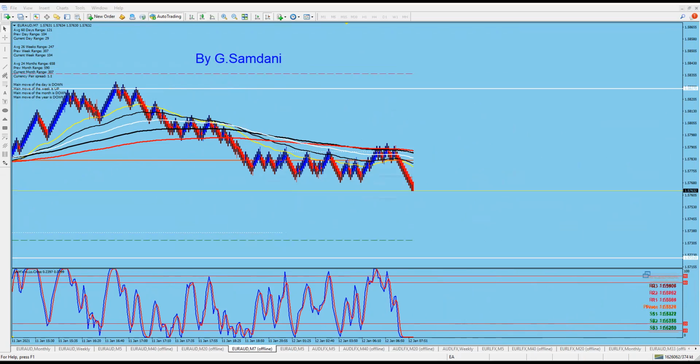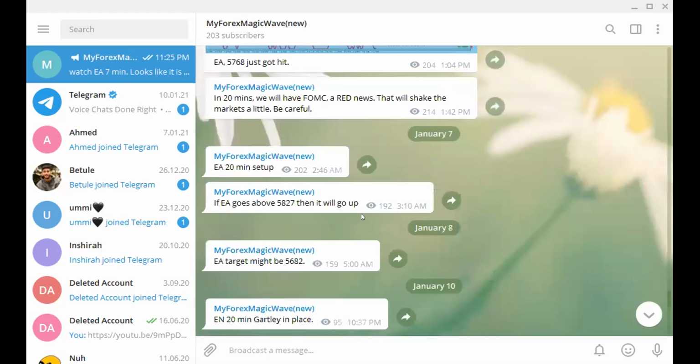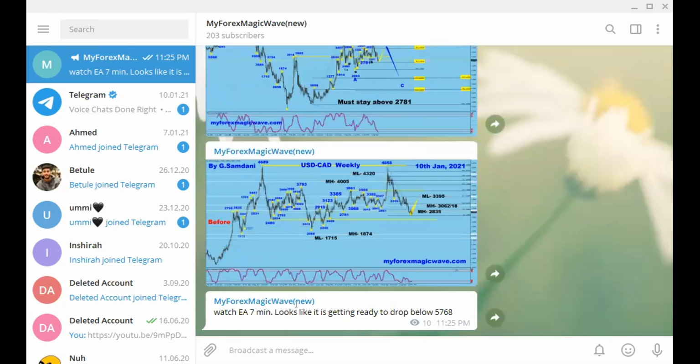Let me show it to you. All the way in the bottom. You see the watch EA 7-minute? Looks like it is getting ready to drop below 57.68. Let's go back there. Below 57.68. And where did my broker go? Oh, here.